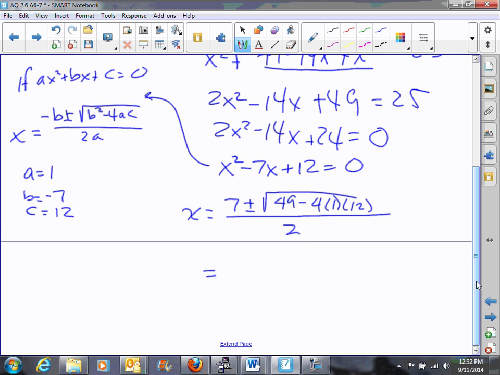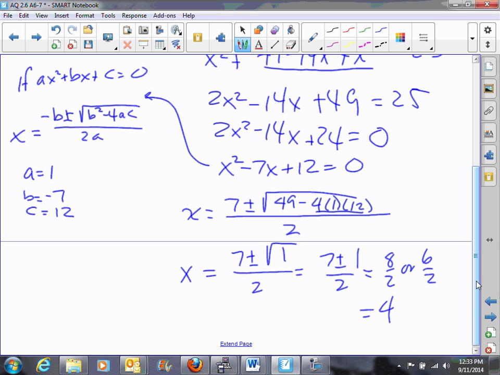So we get x equals 7 plus or minus the square root of, now, 4 times 1 times 12 is 48. 49 minus 48 is 1, and that's all over 2. So we get 7 plus or minus 1 over 2, which is 8 over 2 or 6 over 2. So we get 4 or 3 for x.